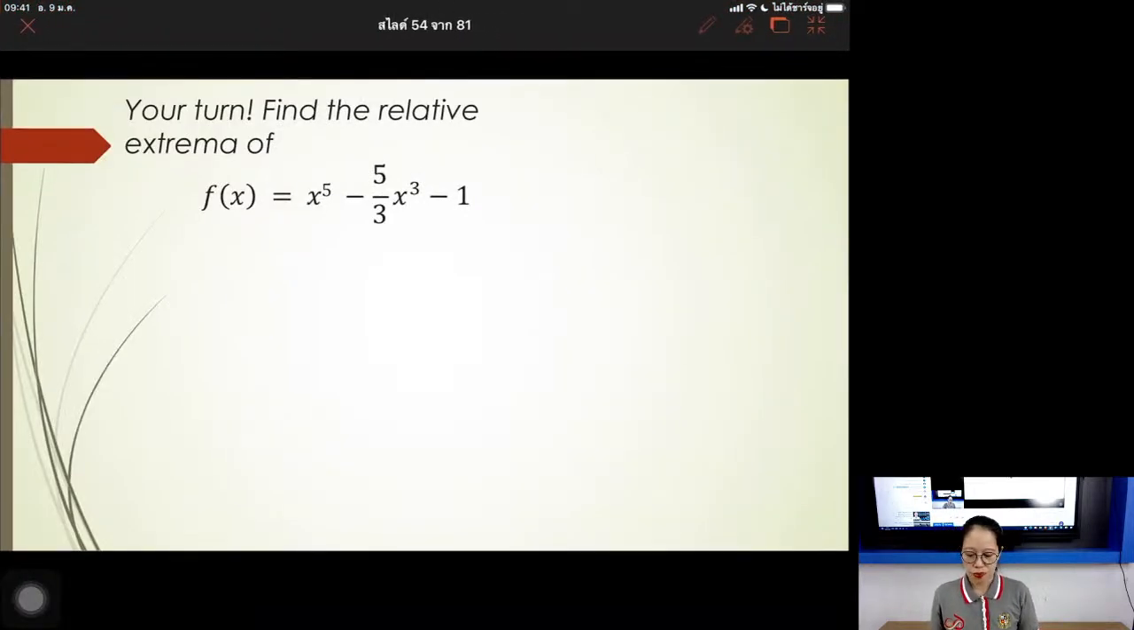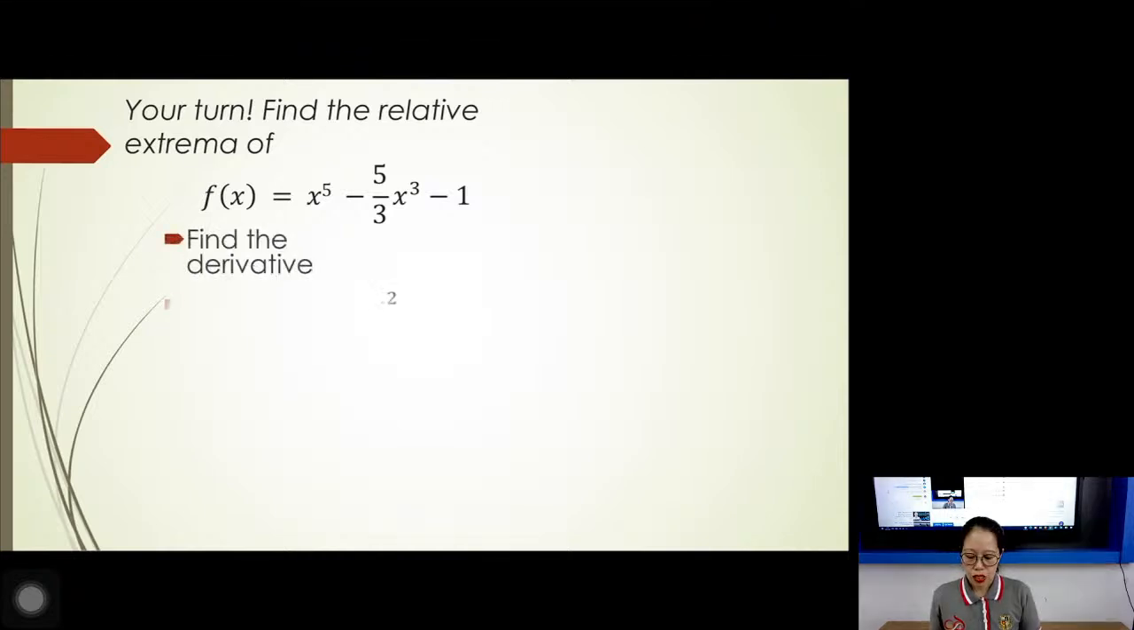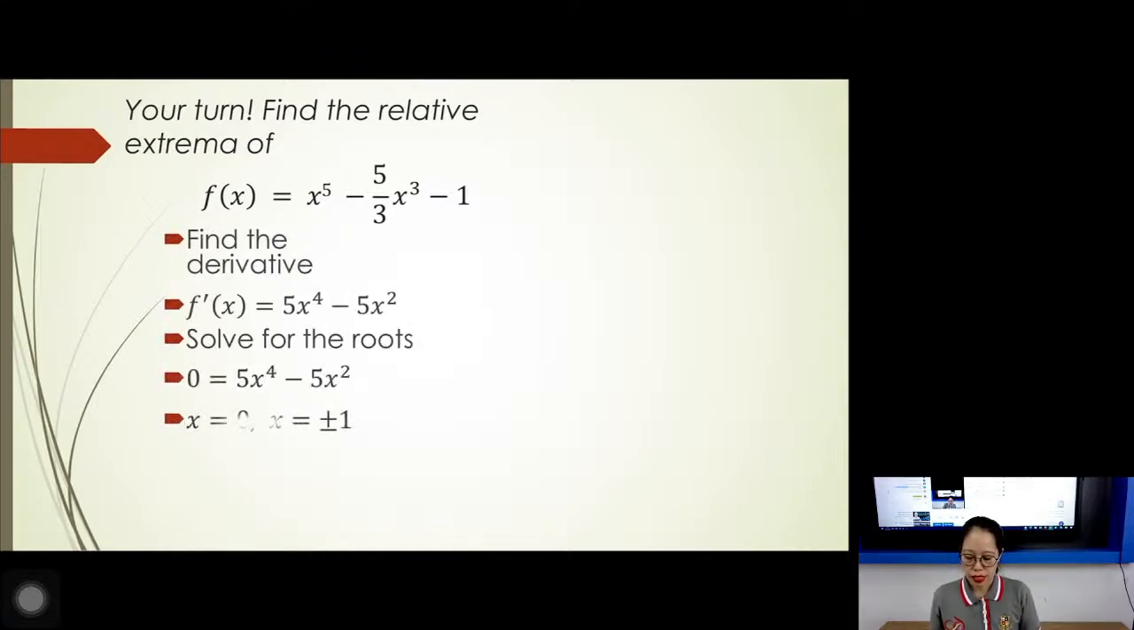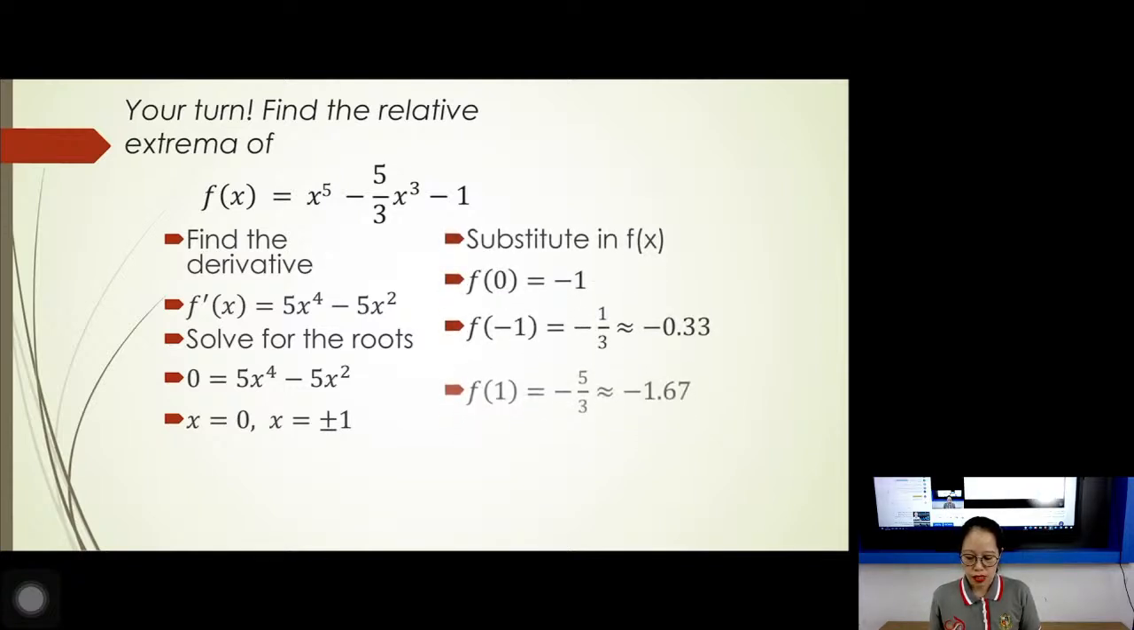Okay. Alright. So find the derivatives again. Solve for the roots. Substitute. We're already done substituting. What would be the next step? Tell me the next step. Alright. Very good. So we're going to compare, right?